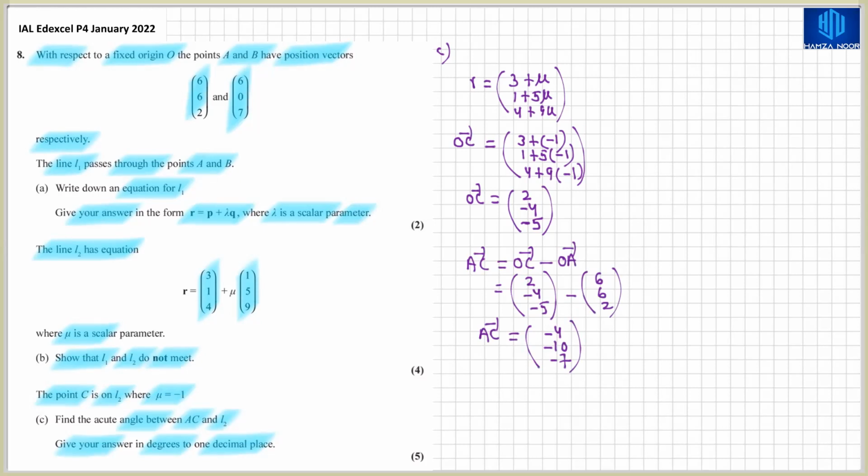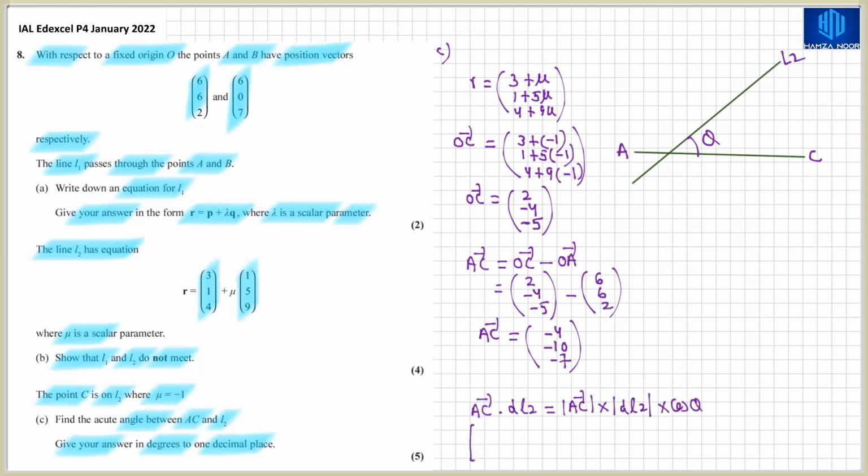So as we want to find the angle between AC and line L2, let's say this is line AC and this is line L2, and we need to find the angle between them. For that purpose, we are going to use the formula of the scalar product, by which we can find the angle. So the scalar product of AC and the direction vector of line L2 is equal to the magnitude of the vector AC multiplied by the magnitude of the direction vector of line L2 multiplied by cos theta.